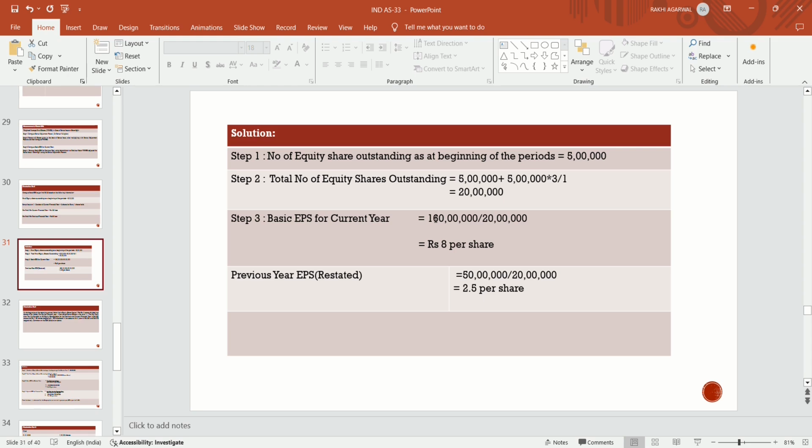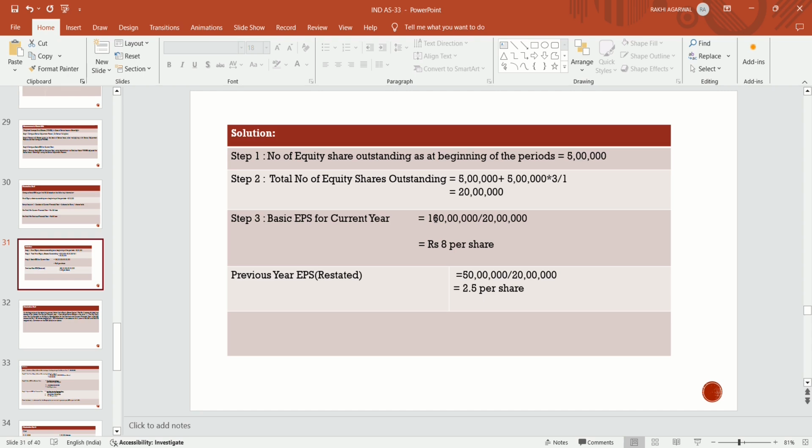So the bonus effect is to be given on the shares which are already issued by the entity. The entity issued 5 lakh shares at the beginning of the year, so the bonus is to be given on those shares only. The investor who is holding 5 lakh shares will get 3 bonus shares for every 1 share.